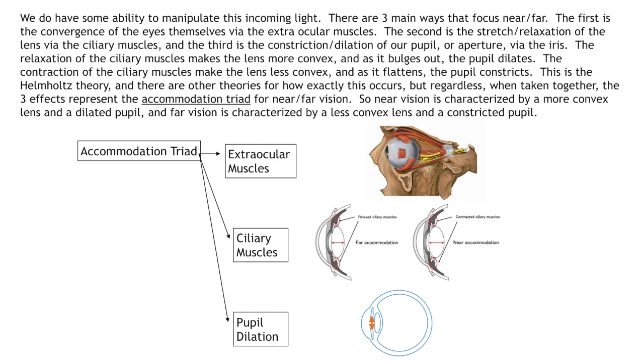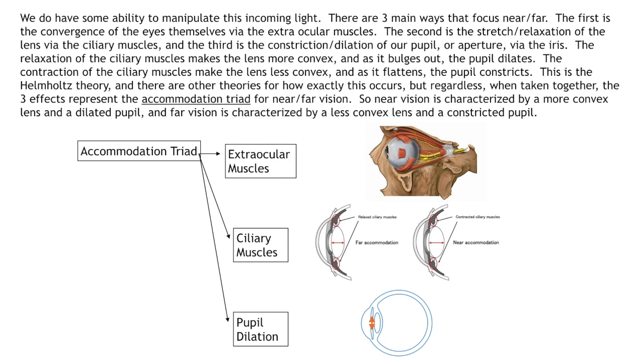The relaxation of the ciliary muscles makes the lens more convex, and as it bulges out, the pupil dilates. The contraction of the ciliary muscles makes the lens less convex, and as it flattens, the pupil constricts. Think of the pupil as just kind of laying on top of this lens, and as the lens gets kind of fatter and bulgy in the middle, the pupil will dilate. As the lens gets flattened out and straighter, the pupil gets constricted.